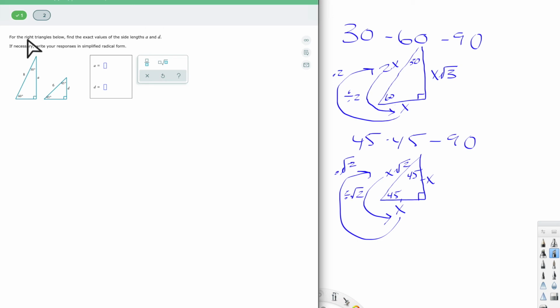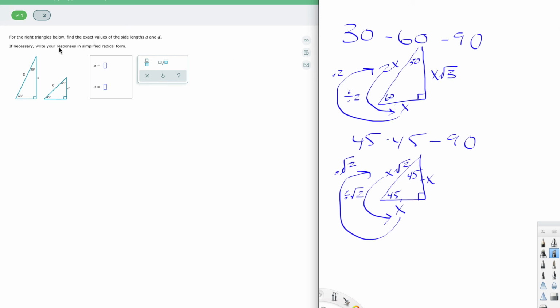So we have our triangles below. We're starting with 30, 60, 90, and we're going on here. We're starting with the hypotenuse, and we want this one over here. So we have to work our way around, because I need to get to x. I need to divide by 2 to get to x, and then I need to multiply that by square root 3.